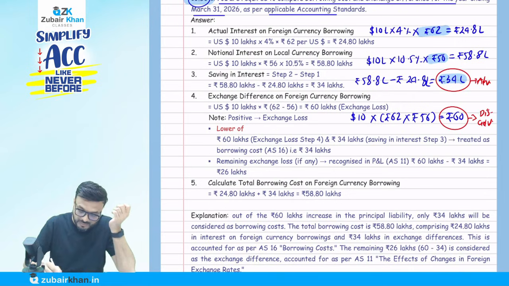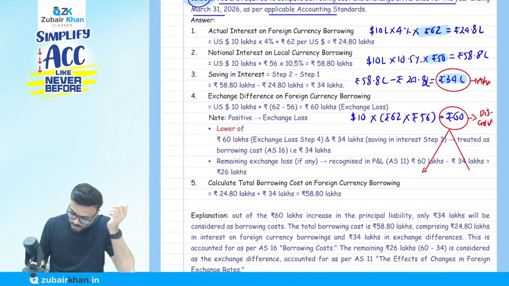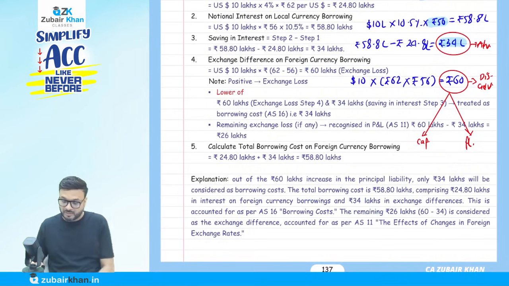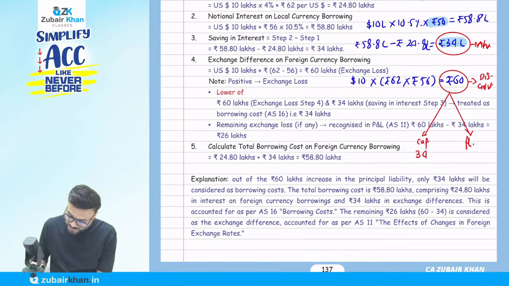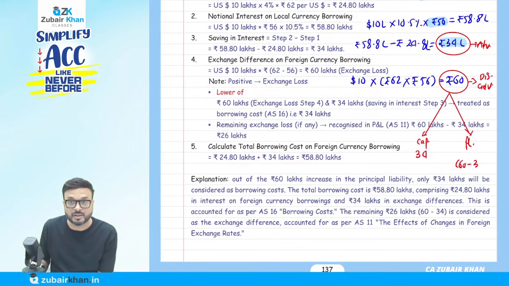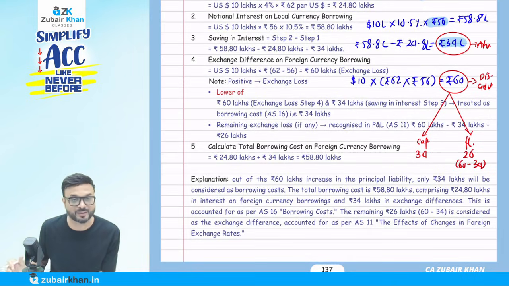So you will say if it is a disadvantage, should it be taken to the P&L account? No. What the accounting standards say is no. Don't take it all to P&L. Some will be capitalized and some will be taken to the P&L account. So how much can we capitalize? Maximum this much we can capitalize. So 34 lakhs will be capitalized. And of the remaining, the total loss is 60, 34 will be capitalized and 26 will be charged to the P&L account. This is the treatment here.